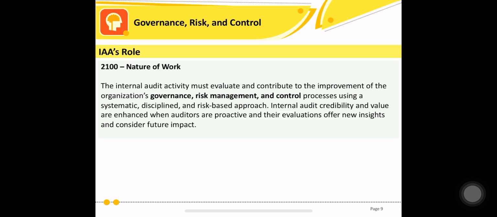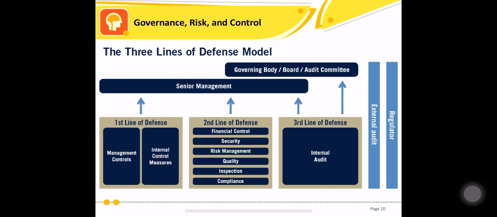And at the same time, for the ISPPIA, so we have learned from the ISPPIA, di ba? We need to follow this, especially ikaw, na you wanna be a CIA soon, we need to follow. So, as stated by the Performance Standard 2100, dapat, we must evaluate, we must provide contribution to improve yung tatlo. Governance, risk management, and control. So, dito lang talaga iikot yung work natin, yung nature of work natin. So, we have discussed yung governance, we have discussed yung risk management, now we're under control.